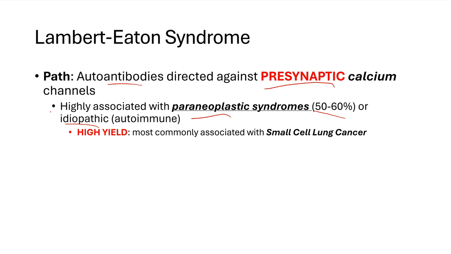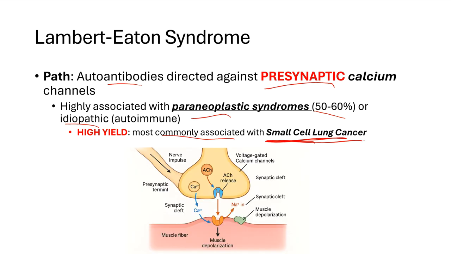It is high yield to know that the most commonly associated cause is going to be small cell lung cancer. Thus, on test day, either look for individuals with small cell lung cancer or look for signs that predispose risk factors for small cell lung cancer. Here's our normal neuromuscular junction. If we have autoantibodies against the presynaptic calcium channels, we can no longer get calcium into the presynaptic terminal. This means that acetylcholine can no longer be released into the synaptic cleft, and there is no more contraction.